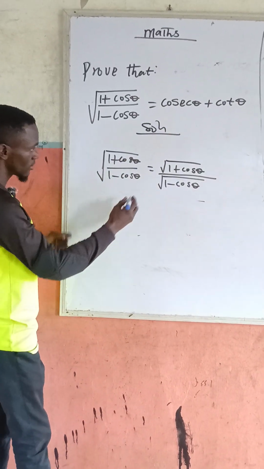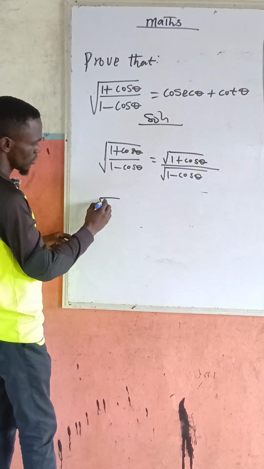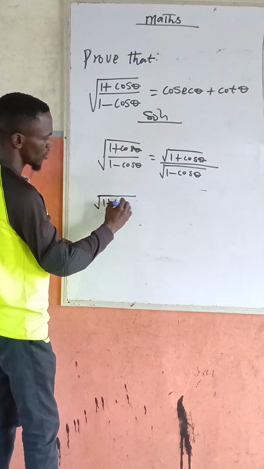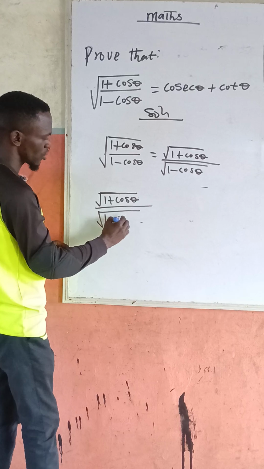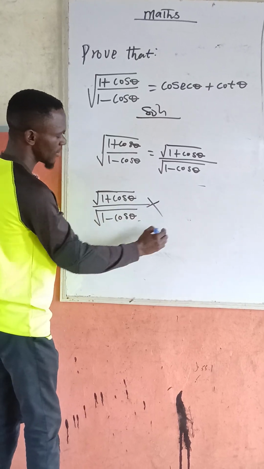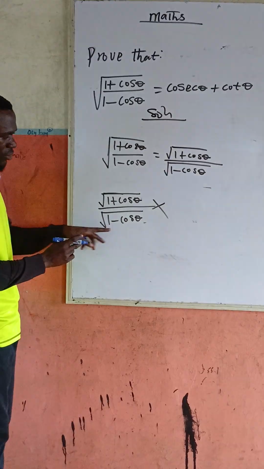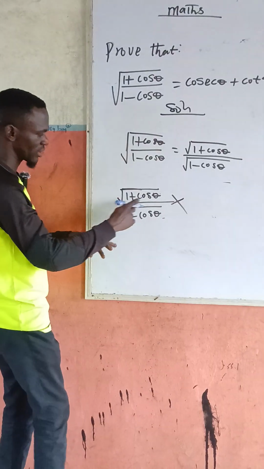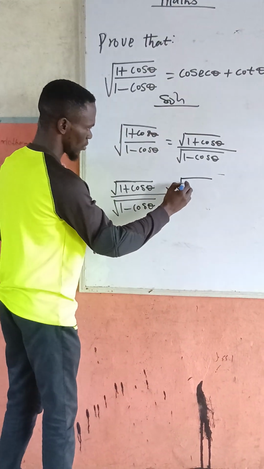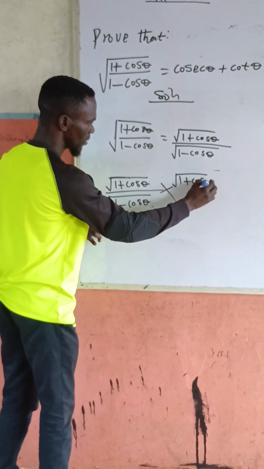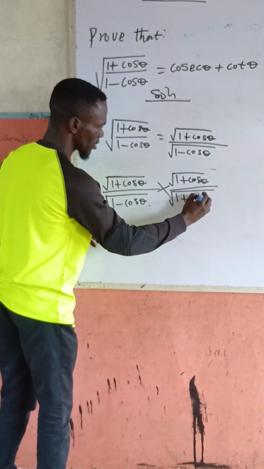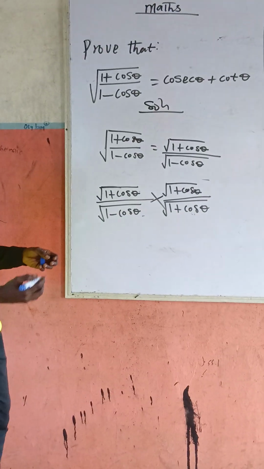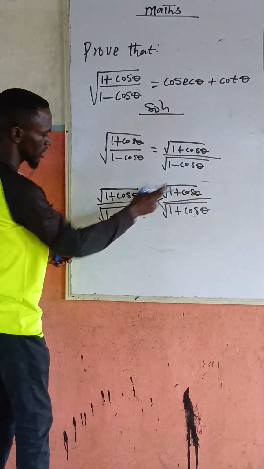So I'm going to be having root 1 plus cos theta over root 1 minus cos theta. Now times, don't forget, this is a conjugate surd. The sign will change to plus now. That will be root 1 plus cos theta over root 1 plus cos theta. Now the next thing is I'm going to multiply the numerator together, denominator together.